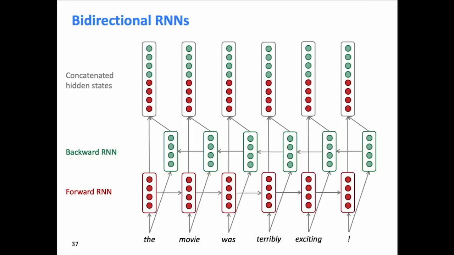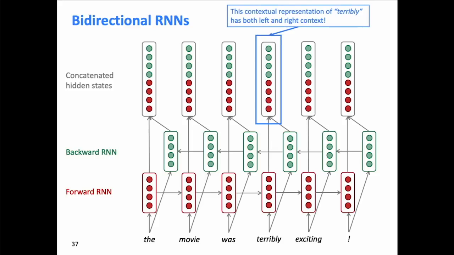So in particular, if we now think about this contextual representation of the word terribly in the context, this vector has information from both the left and the right, right? Because you had the forwards and the backwards RNNs that respectively had information from both left and right. So the idea is that these concatenated hidden states, those can be regarded as kind of like the output of the bidirectional RNN. Like if you're going to use these hidden states for any kind of further computation, then it's these concatenated hidden states that you're going to be passing on to the next part of the network.